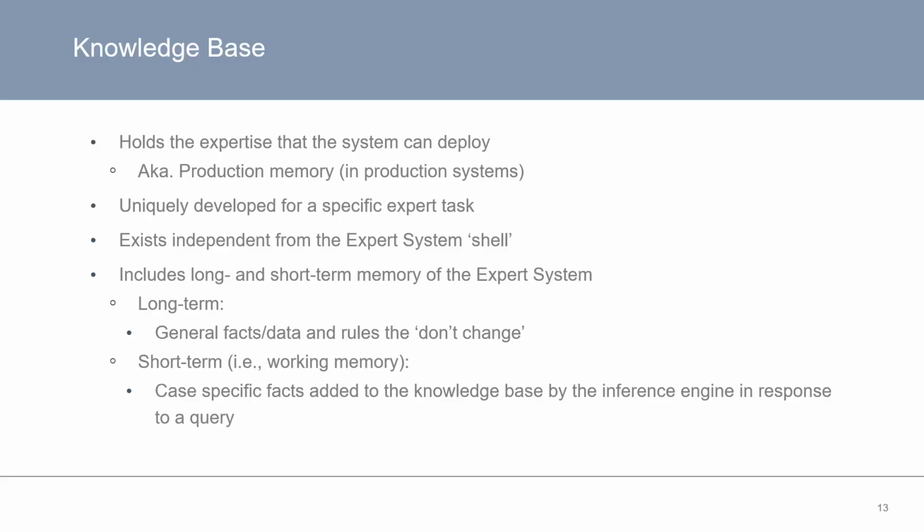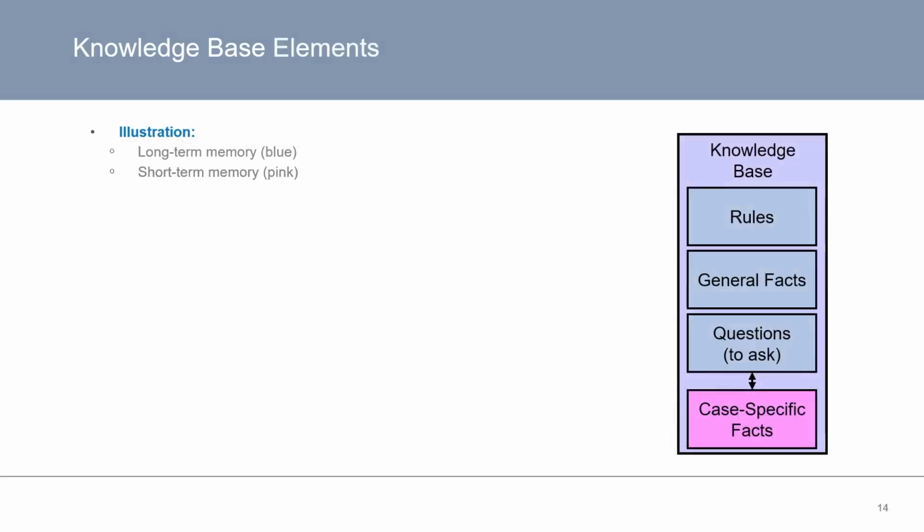This would include case-specific facts that are added to the knowledge base either by a user or by the inference engine in response to a query being made. Now let's go through and summarize the major parts of the knowledge base, as they exist in many rule-based expert systems. On the illustration on the right, all the items representing long-term memory are given as blue boxes, such as rules, general facts, and questions to ask. And then our short-term memory is given by the pink box, which includes the case-specific facts.